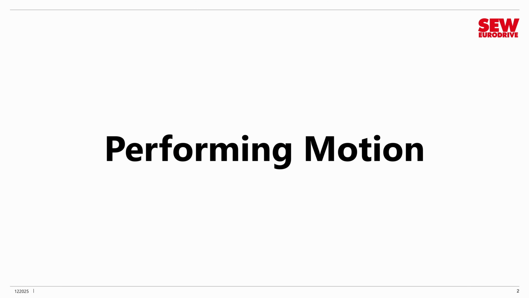We're going to begin by talking about how the VFD performs motion. Now, I'm not referring here to what it's doing at the lowest level, generating the pulse width modulation that directly controls the motor. We're going to go up a level from there, and we're going to talk about what happens inside the VFD to do different kinds of motion.